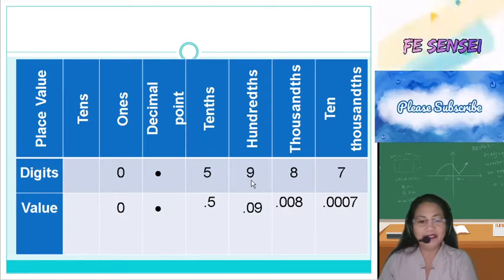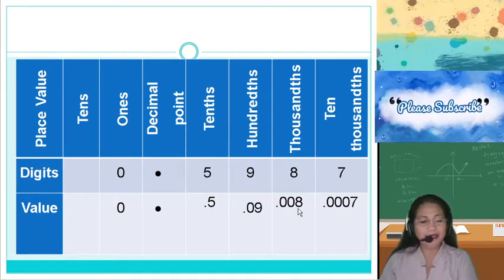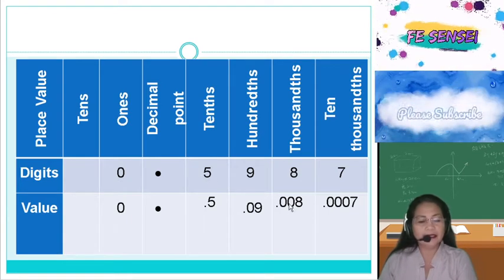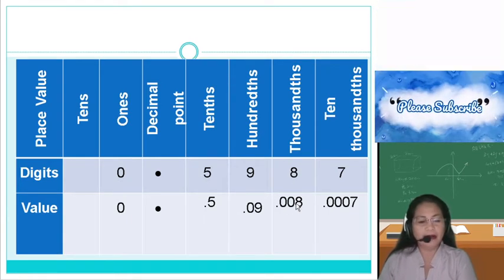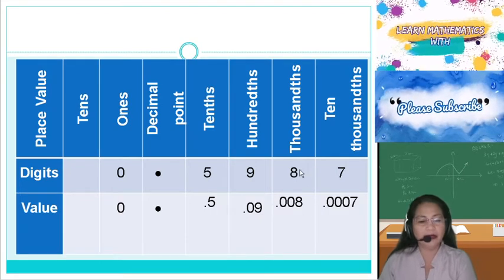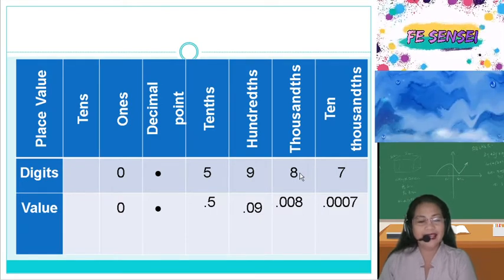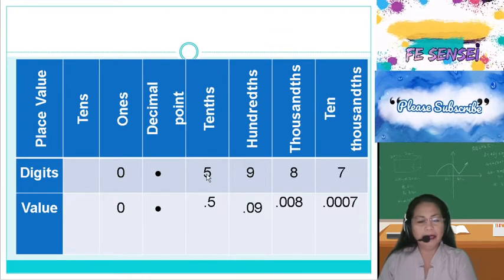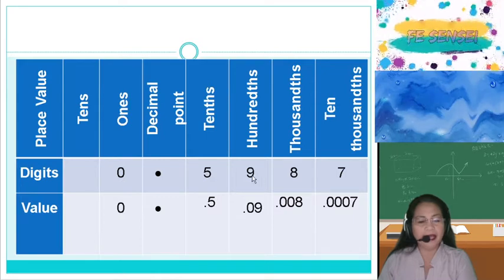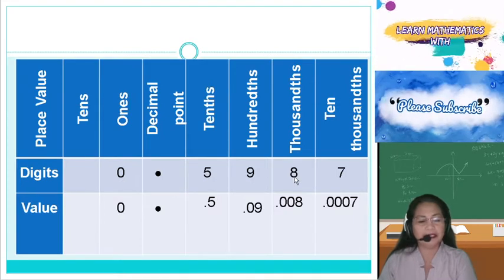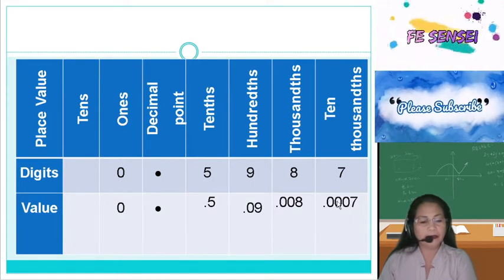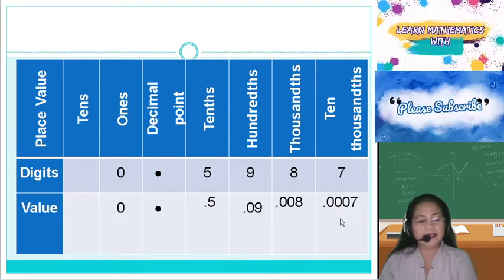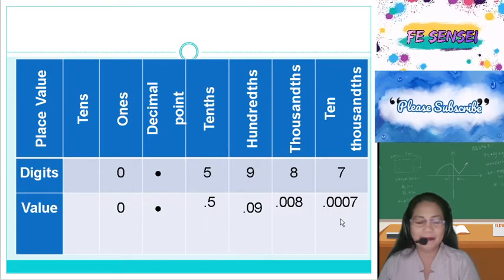Then thousandths, replace the tenths and the hundredths by 0 and write 8, and that's the value of 8 thousandths. Then ten thousandths, replace the number in the tenths place, hundredths place, thousandths place by zeros, then copy 7, and the value of 7 is 7 ten thousandths. Got it?